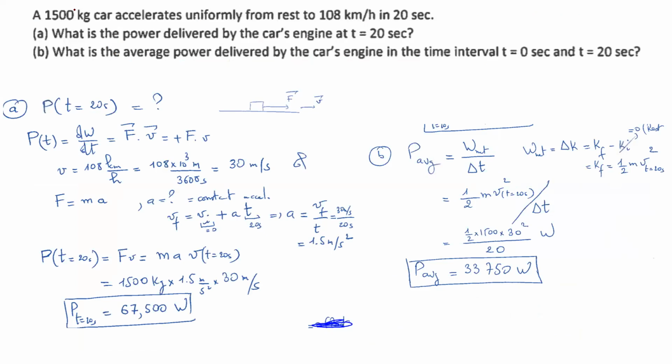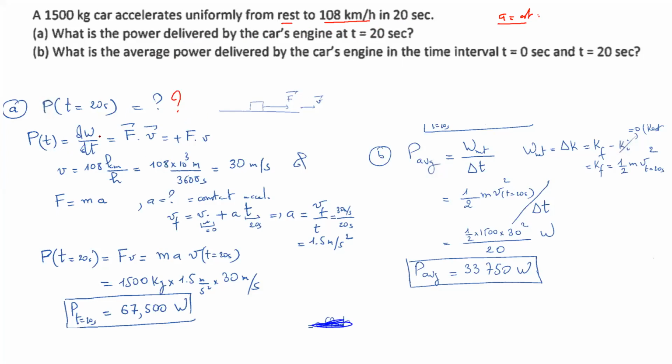So here we have a car, and I give you the mass of the car. It accelerates uniformly, meaning the acceleration is constant. I start from rest, and I reach a speed of 108 kilometers per hour in 20 seconds. So here I have constant acceleration motion. The first question is, what is the power delivered by the car engine at t equal 20 seconds? I want the instantaneous power at t equal 20 seconds.